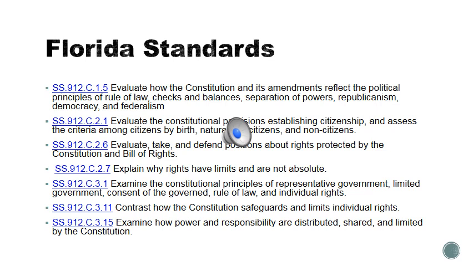Examine the constitutional principles of representative government, limited government, consent of the governed, rule of law, and individual rights. Contrast how the Constitution safeguards and limits individual rights. Examine how power and responsibility are distributed, shared, and limited by the Constitution.